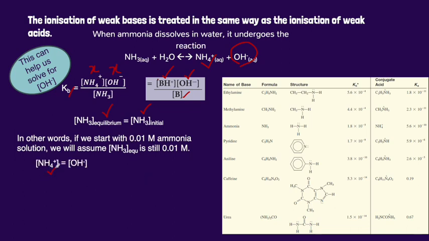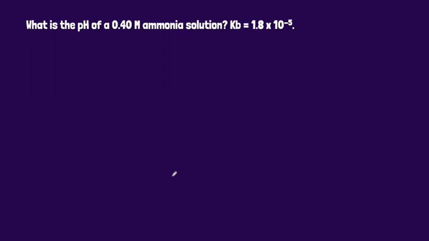Okay, so this is what we just talked about. I can simply replace them here, and it would be my OH square over NH3. Okay. Let's solve a problem over here. So what is the pH of a 0.40 molar ammonia solution? And you've been given the Kb value.